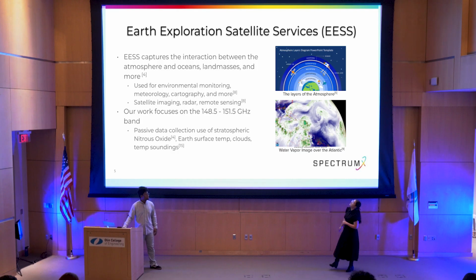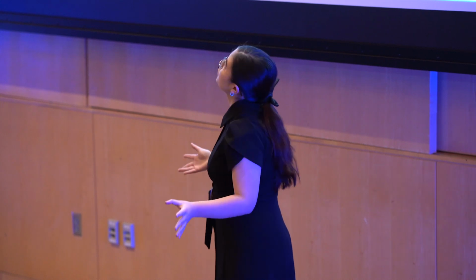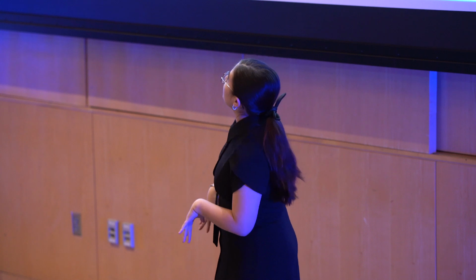Now we're going to talk a little bit about the Earth exploration satellite services. These guys basically do a lot of data capture of the interaction between the atmosphere and the oceans. There's a lot of meteorological stuff they do, and this is also used for environmental monitoring. But it can also be used for meteorology, cartography, and more. It's a lot of satellite imaging and remote sensing.